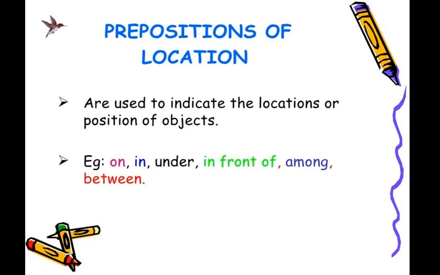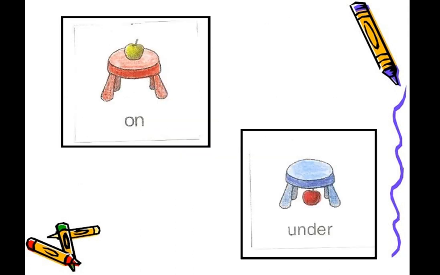So first we will study the prepositions of location. Prepositions of location are used to indicate the location or position of an object. Like whether the object is on the table, in the table, under the table, in front of the table, among or between. Let's see over here. The apple is on the stool, it's under the stool.